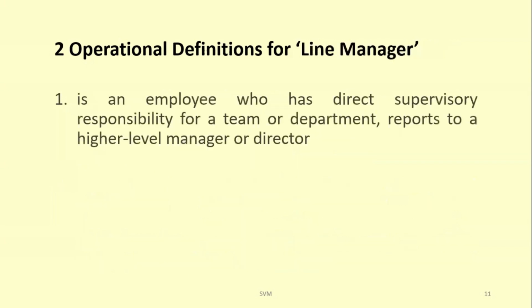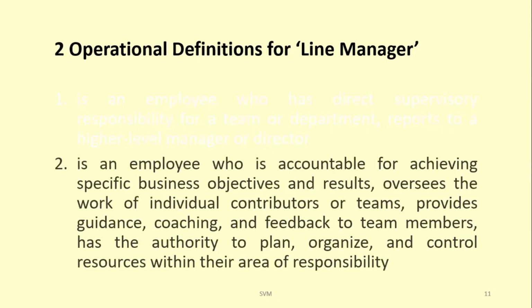Next is line manager. First definition: a line manager is an employee who has direct supervisory responsibility for a team or department, reports to a higher level manager or director. Second definition: a line manager is an employee who is accountable for achieving specific business objectives and results, oversees the work of individual contributors or teams, provides guidance, coaching, and feedback to team members, has the authority to plan, organize, and control resources within their area of responsibility.